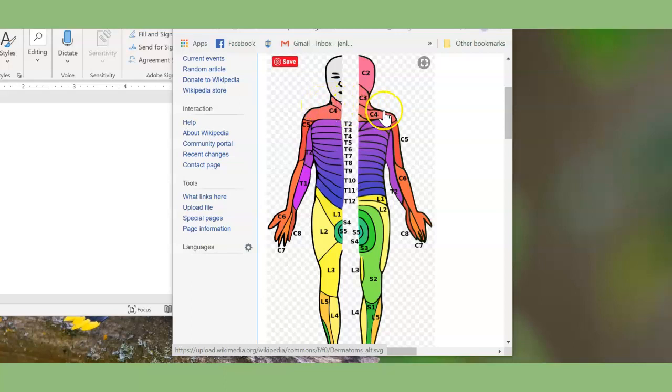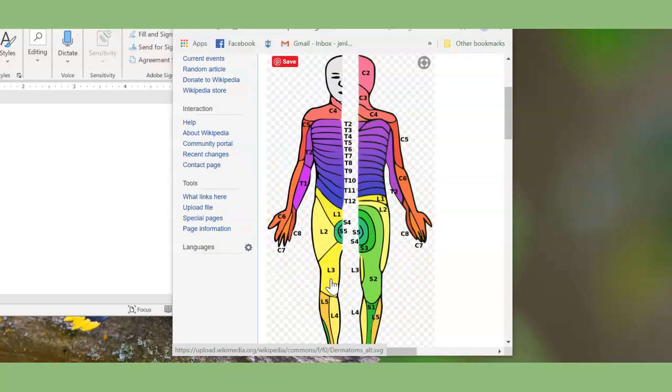So what kind of issues? Let's say it's a complete cord injury, and they don't have any feeling below this level of C4. We have C5, C6, C7, C8 here. So there's sensory loss, motor loss, the whole works, all the way down. So all of these are affected.